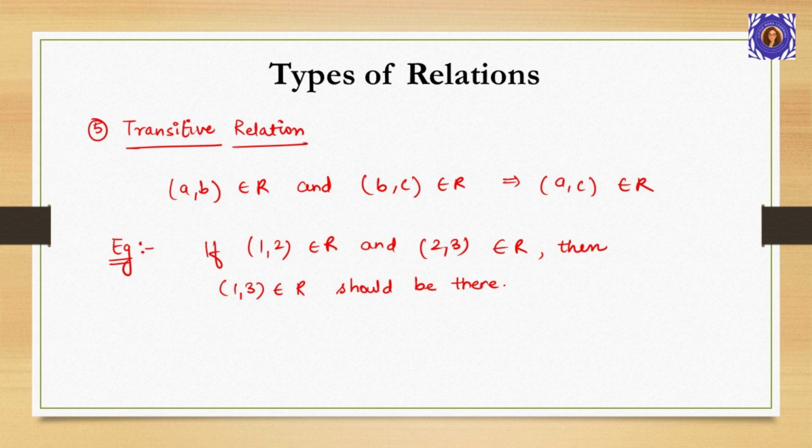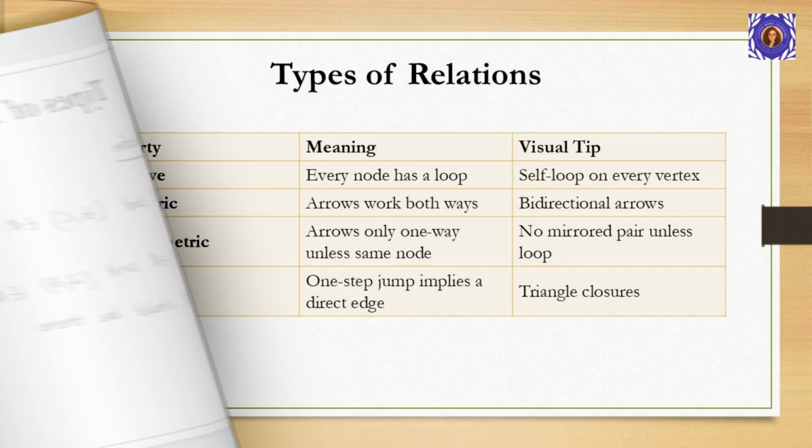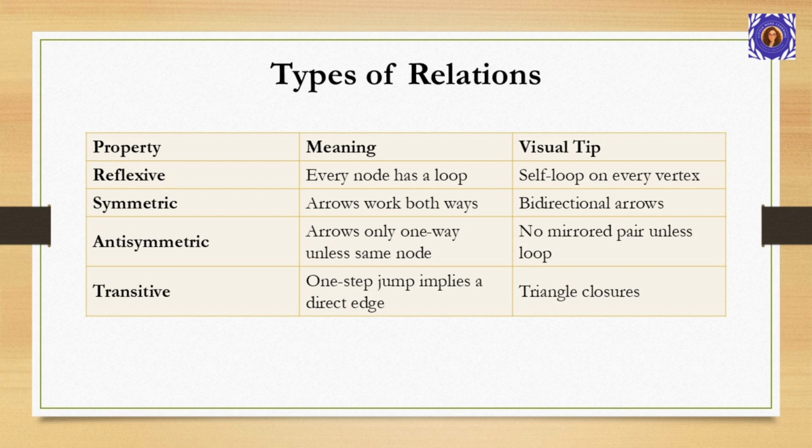If we can go from A to C through B, then there should be a direct connection from A to C. The relation "is an ancestor of" is transitive. If Alice is an ancestor of Bob and Bob is an ancestor of Charlie, then Alice is an ancestor of Charlie. Let me give you a visual memory aid for these properties.